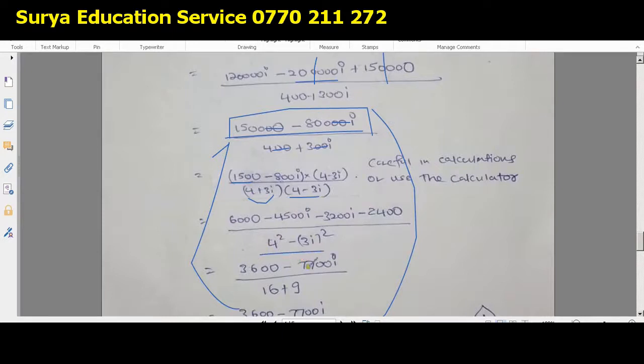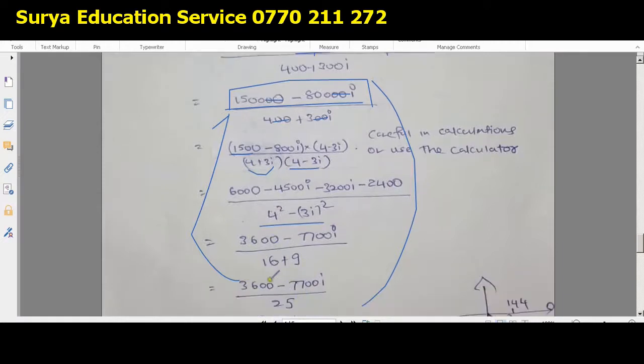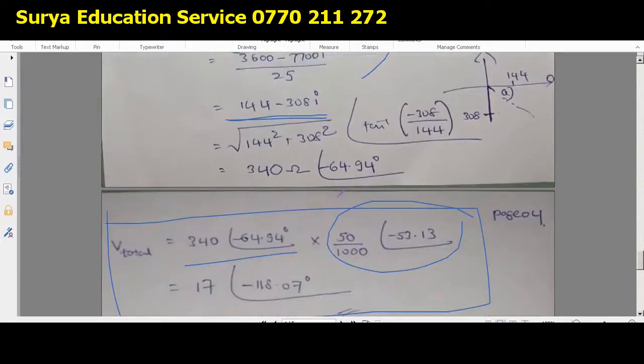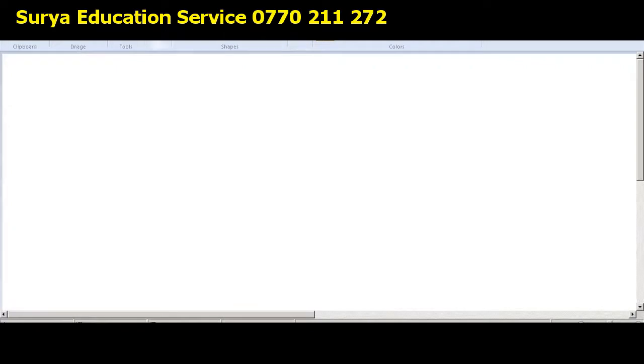So here you would not be getting any complex number. 4 squared minus 3i squared. I squared is negative 1, negative, negative, positive, so 16 plus 9. So this is the case. After simplifying, you would be getting 144 minus 308i. Okay, so you want me to teach that again? Okay, I will teach you that. 144 minus 308i.